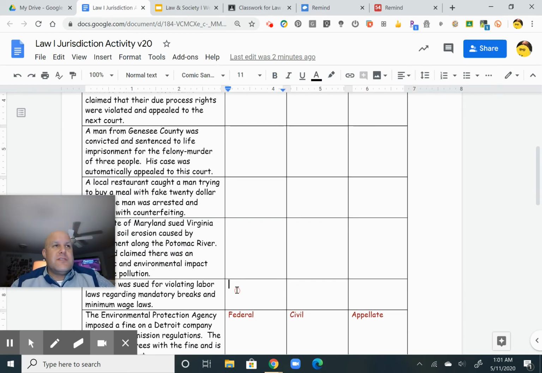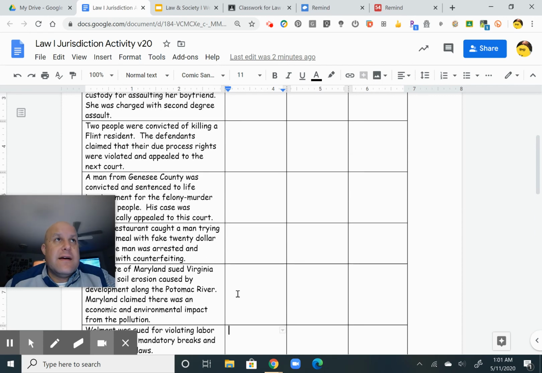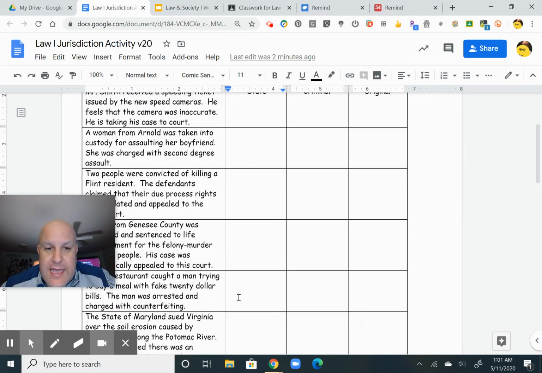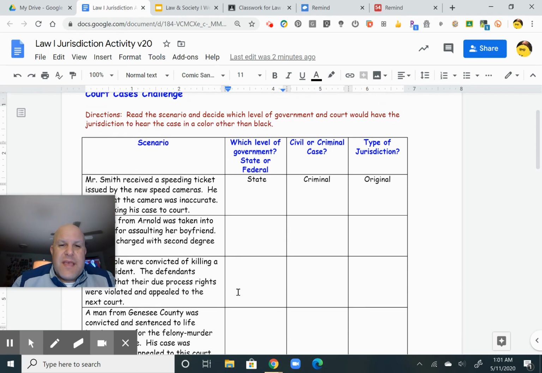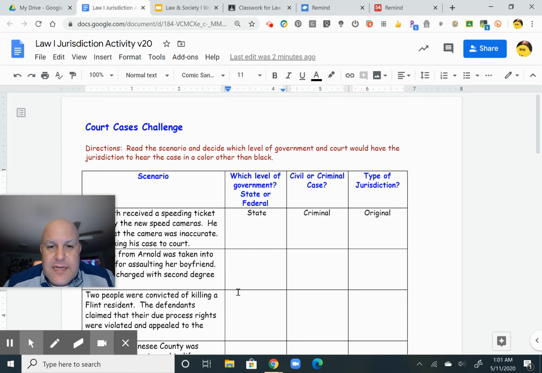mandatory breaks and minimum wages. Walmart sued for violating breaks, violating laws. This falls under state because the state oversees that. And then state versus state, that would end up in a federal court. I don't want to give all these away. I may do a video looking at these, but take your best stab.